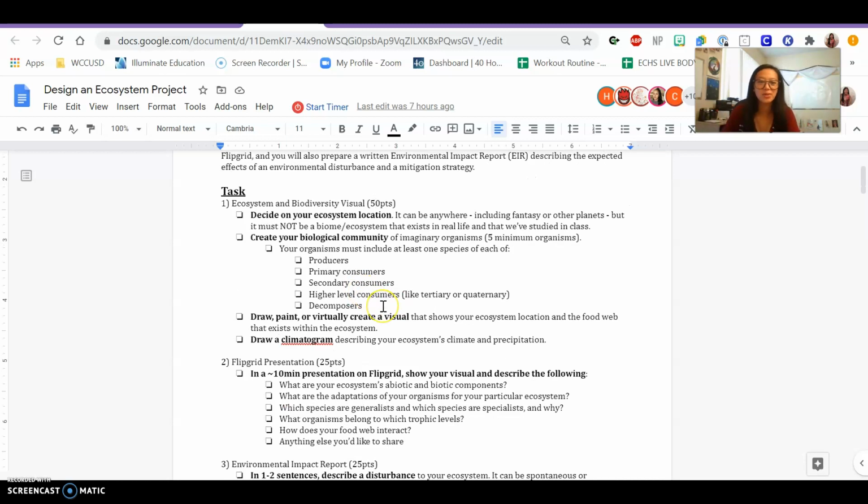What you're going to do is create that visual either by drawing it or painting it or making it on the computer, however you want to. You're going to draw a background of your ecosystem. Then in the center, you can have your food web and show your organisms drawn with your food web. Off to the side, you can have a climatogram. I want you to draw your climatogram to show your ecosystem's climate, temperature and precipitation.